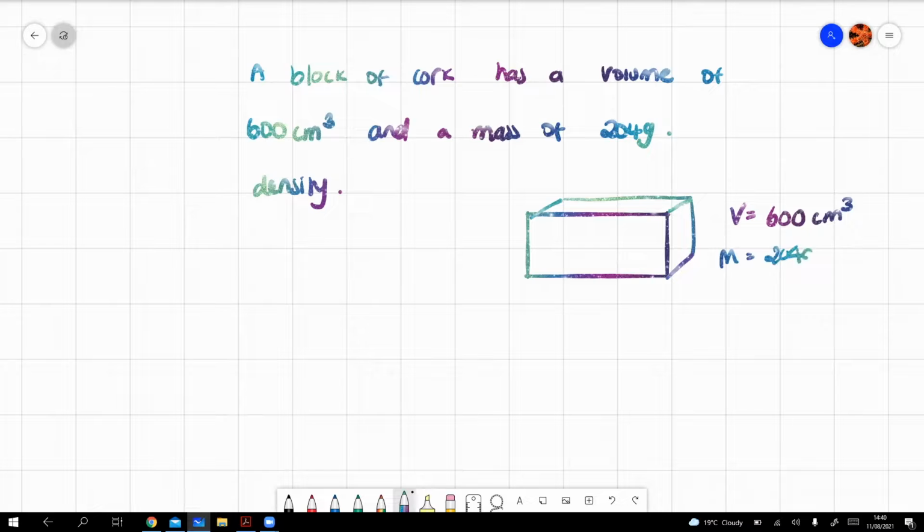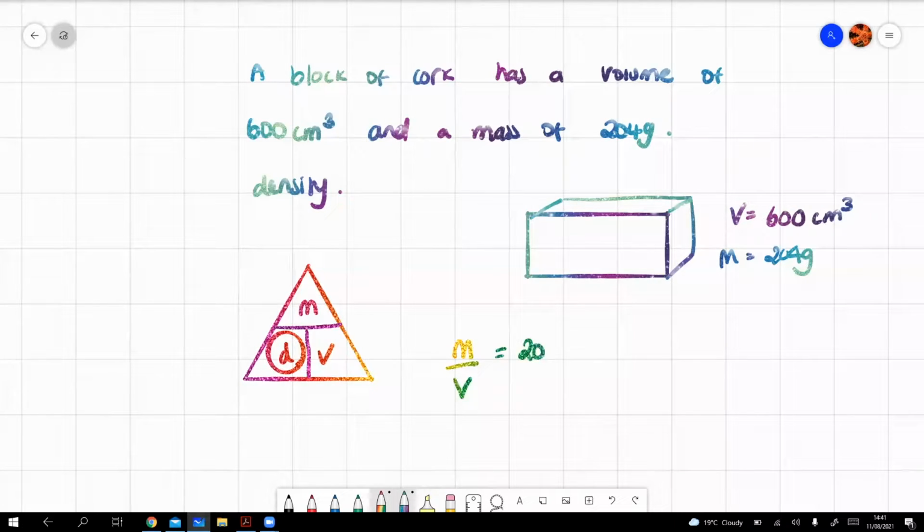204 grams. Okay, first things first, when you have a question like this, draw your triangle out. Okay, so MDV, what am I working out? I want to work out density. Well, to work out density, I've got to do mass divided by volume. So mass divided by volume, I know what the mass is, it's 204. The volume is already given to me, 600. So I can just divide this on my calculator. So 204 divided by 600, and I end up with 0.34.